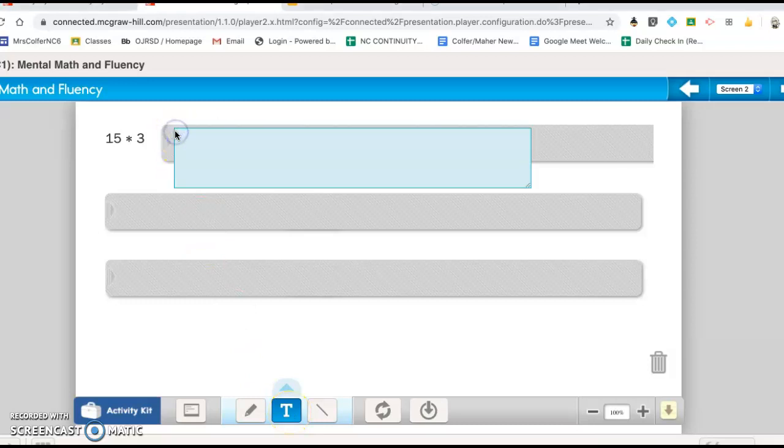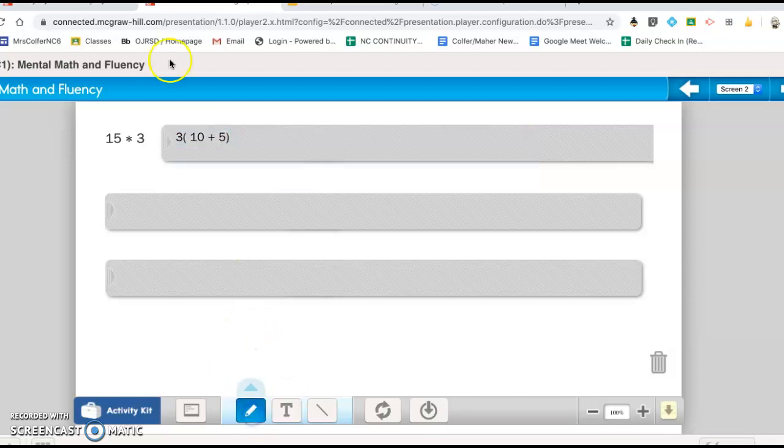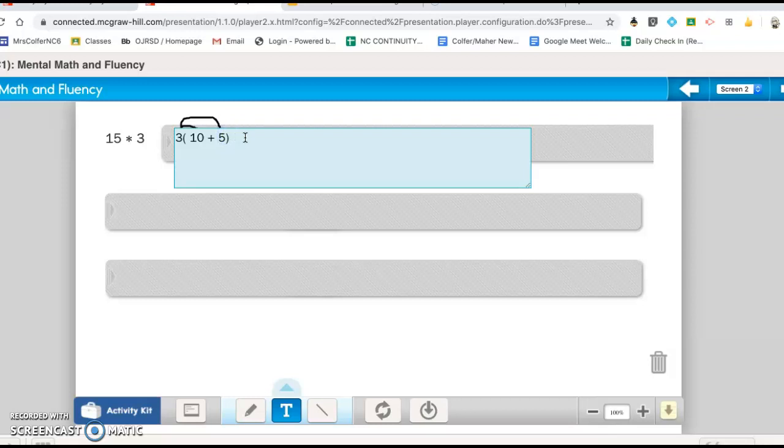Another way is you could use the distributive property. So break that 15 up into more manageable numbers. So you could do 3 times the quantity of 10 plus 5. Okay, and I'm going to come over here and draw those rainbow marks for you that help me remember that I need to multiply that 3 by everything inside of my parentheses. Okay, so from here, I know that 3 times 10 is 30, and 3 times 5 is 15. So when I add those two numbers up, I'm going to get 45.